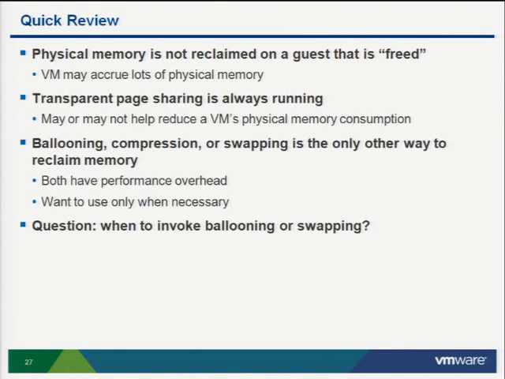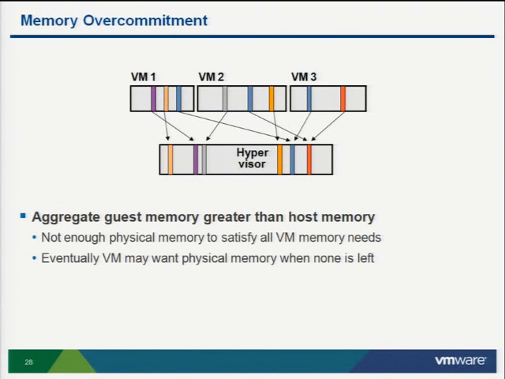Now, when do we reclaim memory? When do we invoke ballooning, compression, or swapping? Transparent page sharing is always running. As I mentioned, ballooning, compression, swapping all take a little bit more effort. So when do we enable them? Well, there's this concept of memory overcommitment that I believe everyone's familiar with. And memory overcommitment is when the total amount of guest memory, guest configured memory, is greater than the amount of host memory. Now, when that situation occurs, it means that it's possible for the VMs to exhaust all the host memory and yet still want more, because not all VM memory will have an arrow to hypervisor memory.